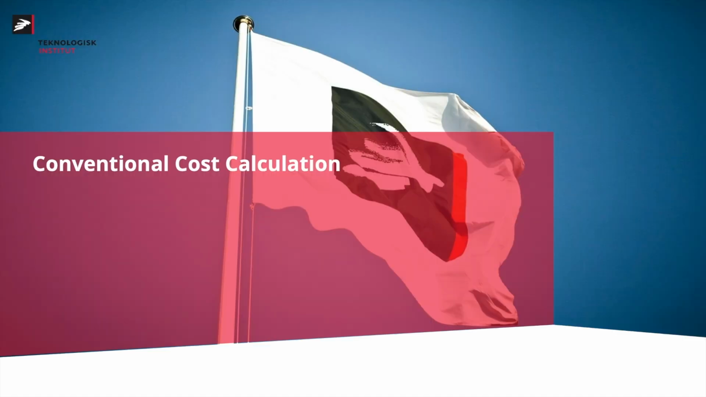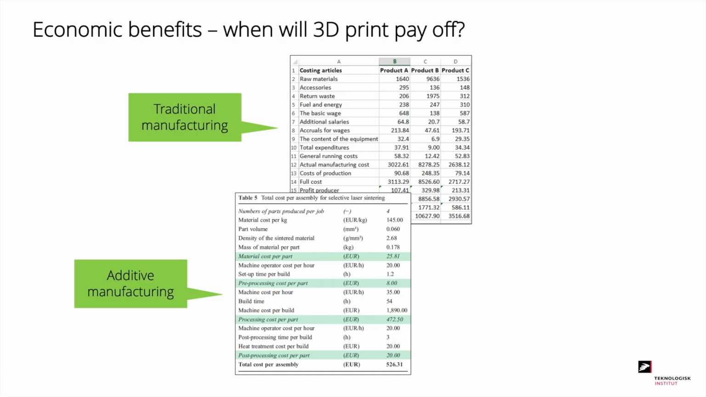First we look at traditional cost calculation. When you have to choose between different manufacturing methods, you often make a cost calculation to judge between the alternatives you have. Here we show an example of a comparison where we, on the top, have the calculation for traditional manufacturing with all the cost contributions. And at the bottom we similarly have a calculation for additive manufacturing where the cost elements are highlighted with green.